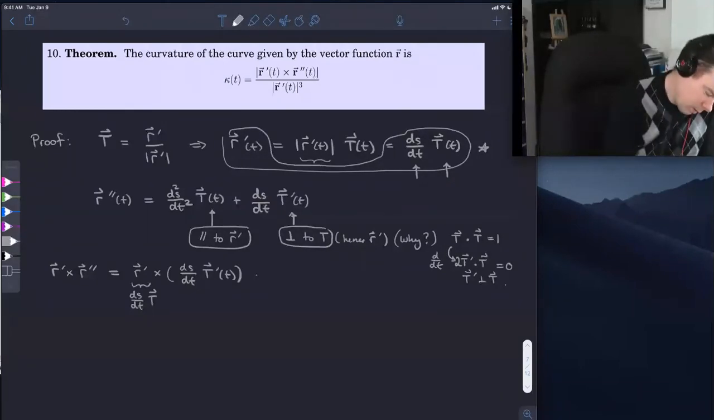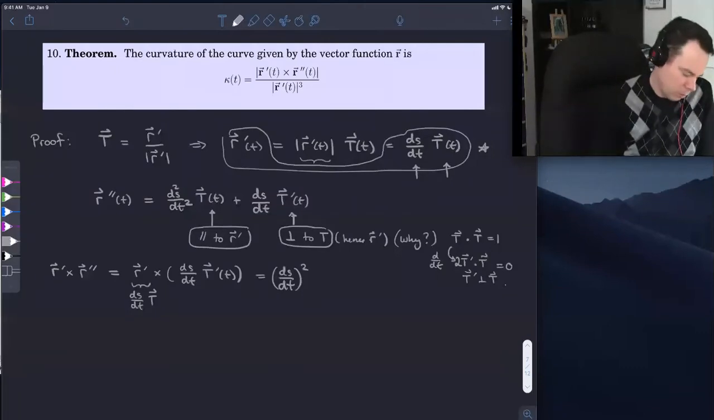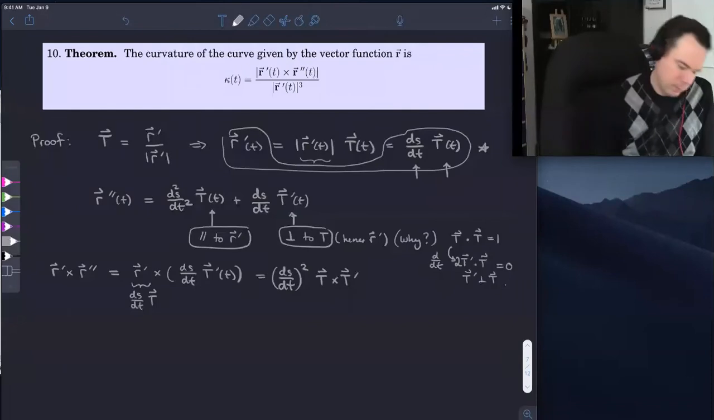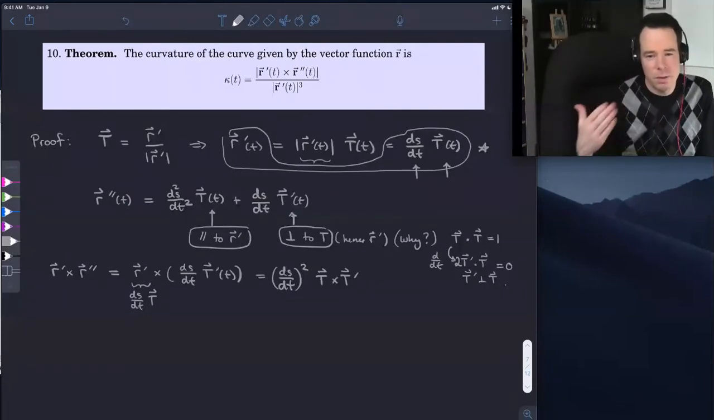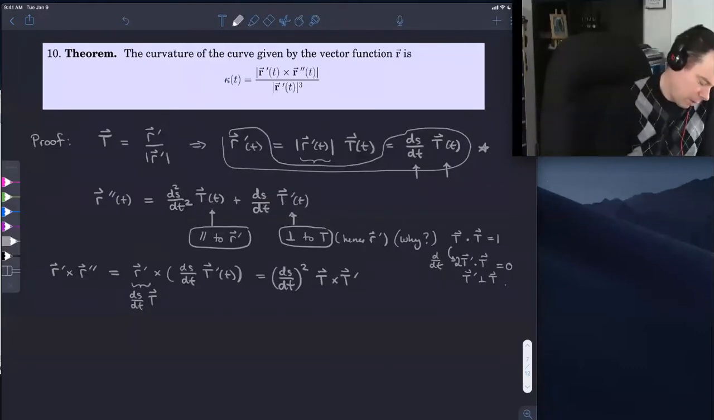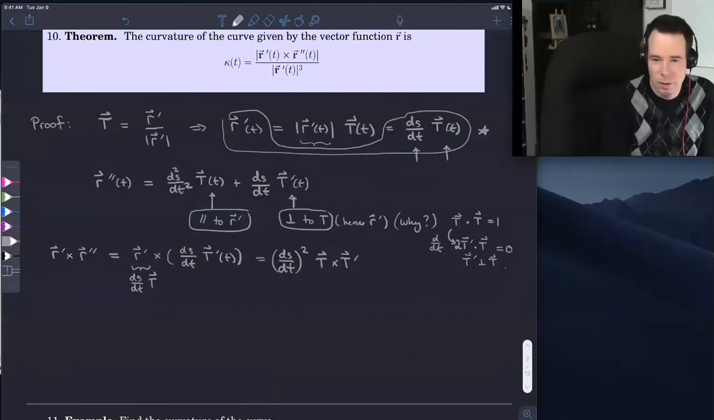And so what this is, I can pull the scalars out front. That's the ds dt squared now. There was a scalar in front of each of those vectors in the cross product, so I pull both of them out front. And that gives me a t cross t prime. And that's nice because t cross t prime, well, they're perpendicular to each other. So their magnitude is just the product of their magnitudes. The angle between them is 90 degrees. And so sine of 90 degrees, or pi by 2 radians, is 1.